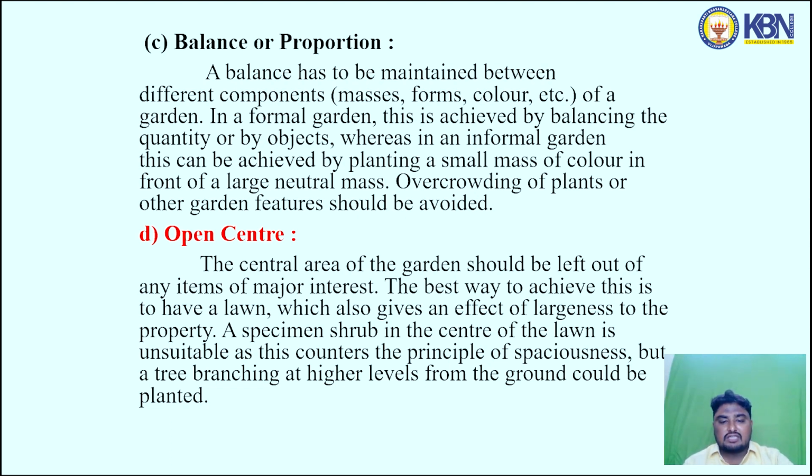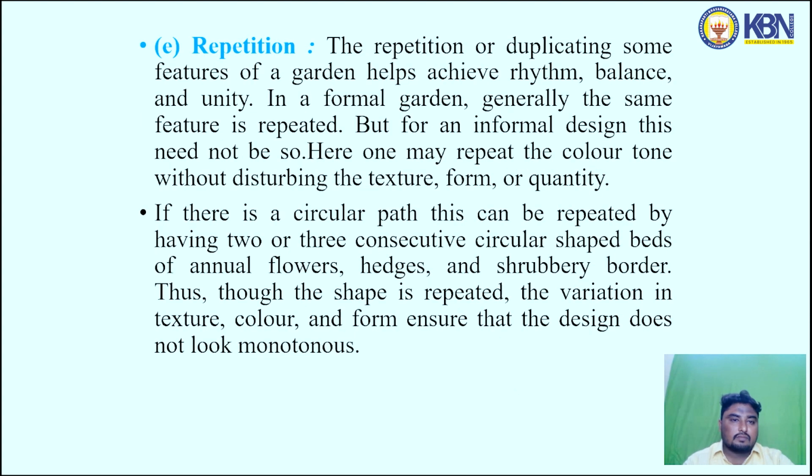A specimen shrub in the center of the lawn is unsuitable as this counters the principle of the open center, but a tree branching at a higher level from the ground could be planted. Repetition. The repetition or duplicating of some feature of the garden helps achieve rhythm, balance and unity. In a formal garden, generally the same feature is repeated, but for an informal design this need not be so. Here one may repeat the color tone without disturbing the texture, form and quantity.